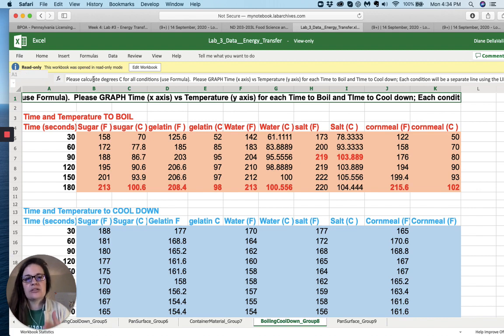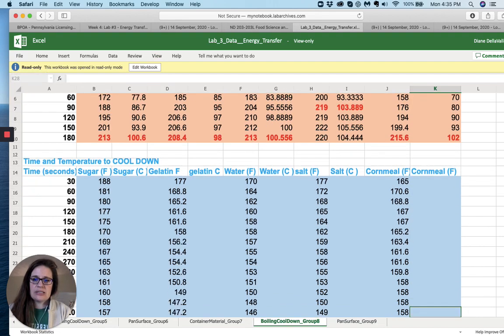So calculate the degrees in Celsius for all the conditions using the formula bar. And then I want you to graph both the time to boil and then the time and temperature to cool down. So time on the x-axis and temperature on the y-axis. And each condition should be a separate line. So you should be using the line graph. So this will be some of your graphing skills.